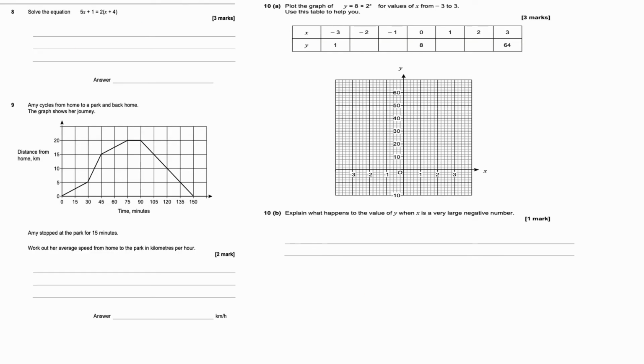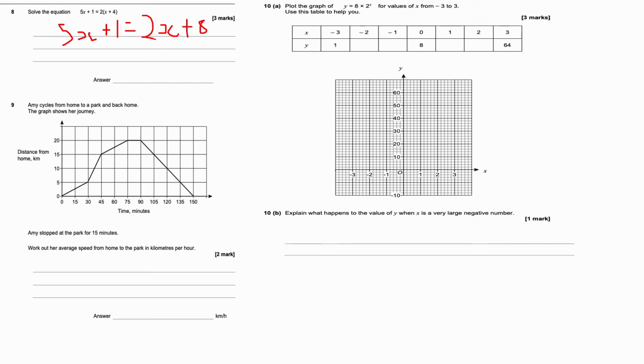This is question number 8. Solve the equation 5x plus 1 equals 2 brackets x plus 4. Well, expanding the brackets on the right hand side, I'm going to get 5x plus 1 equals 2 times x, which is just 2x, and then 2 times positive 4, which is positive 8. So I get 5x plus 1 equals 2x plus 8.